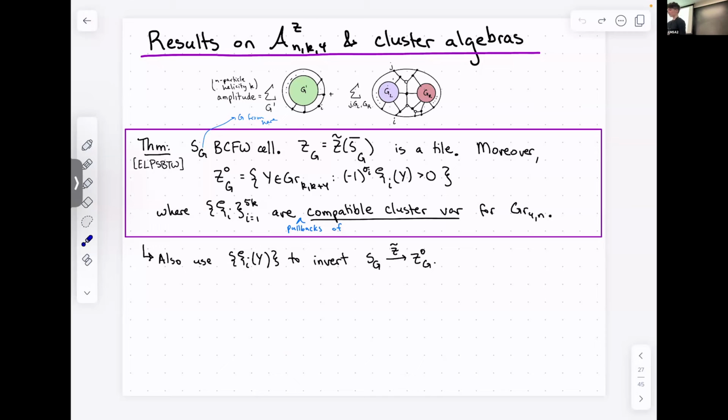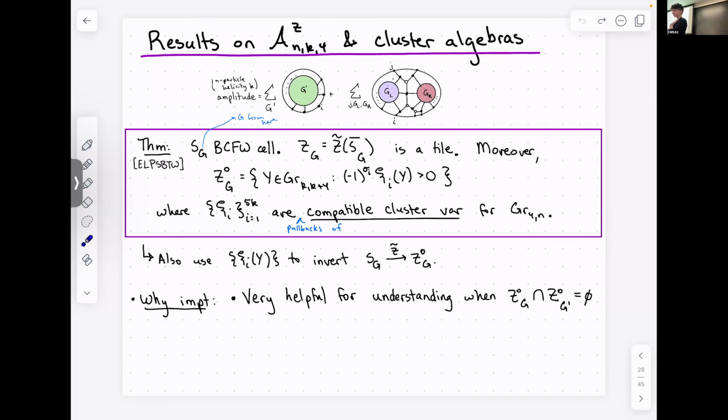Okay, so this is the thing I'm going to spend probably almost all of the rest of the talk on. That if you start with one of these graphs from the BCFW recursion, the image of the corresponding cell is a tile, and we have this nice semi-algebraic description in terms of compatible cluster variables for Gr4n. I will get a little bit into the proof, but maybe before that, why is this sort of thing a good theorem to have?